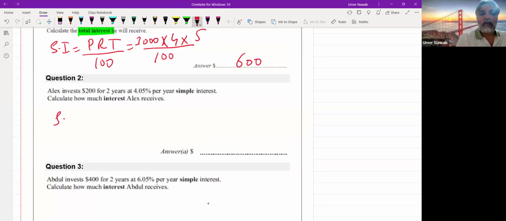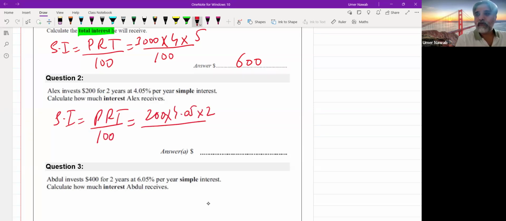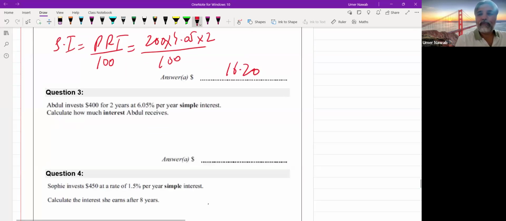In the same way, we apply PRT over 100 since the question is related to simple interest. 200 times 4.05 times 2 over 100, and the final answer is 16.20. Then you can check questions are repeated. Simple interest is equals to PRT over 100.